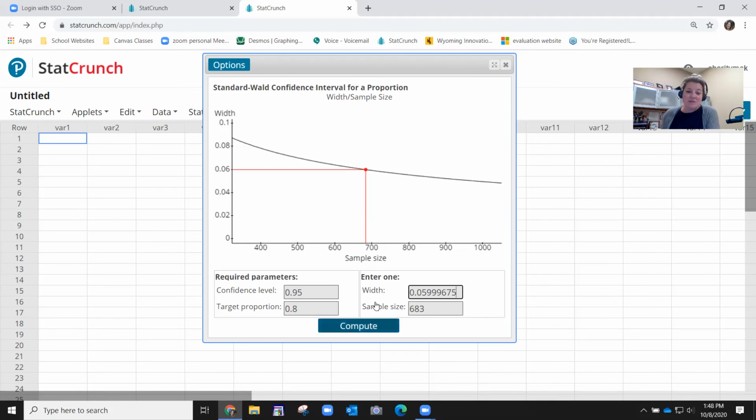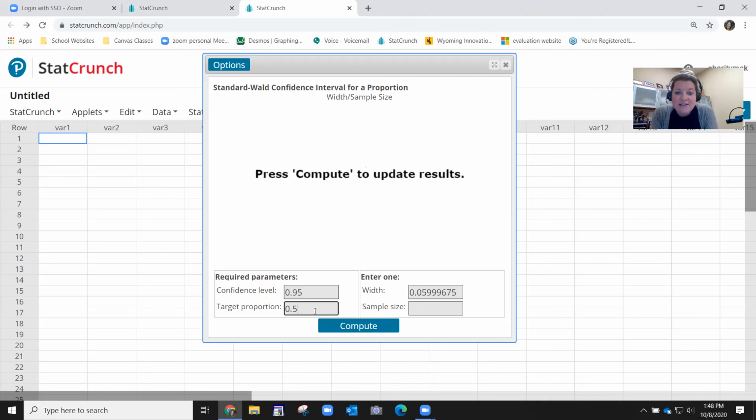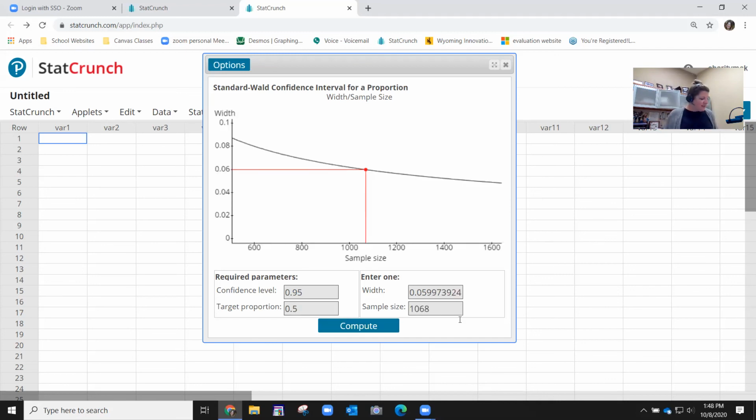Okay, let's do the same kind of idea, but this time we don't know the target proportion. So we use the 0.5 because we said 0.5 times 0.5 is the 0.25 in the formula, and the same width, and I get 1,068. This works awesome for proportions, but when we do the sample sizes of the other ones, StatCrunch doesn't give us the right answer. So it works great for this one, but not so much for the others. All right.